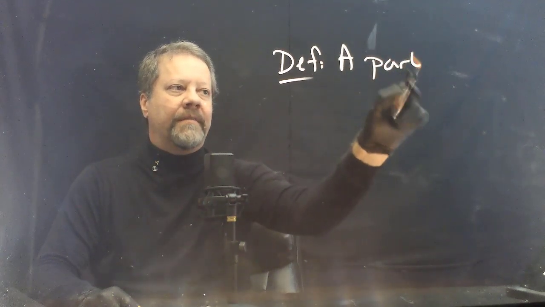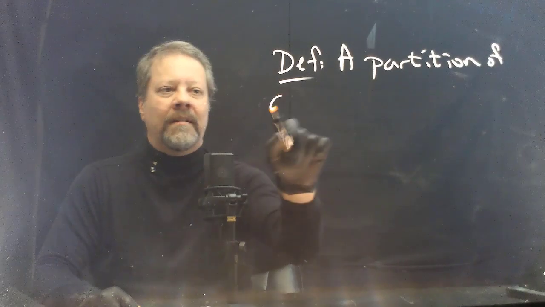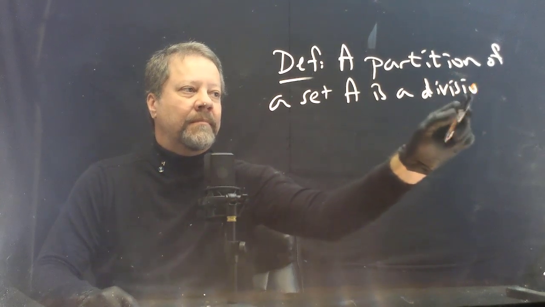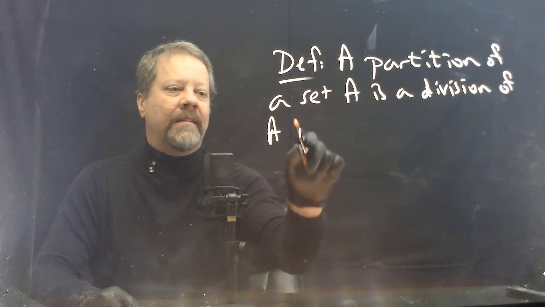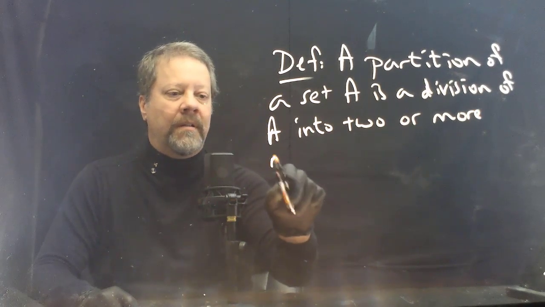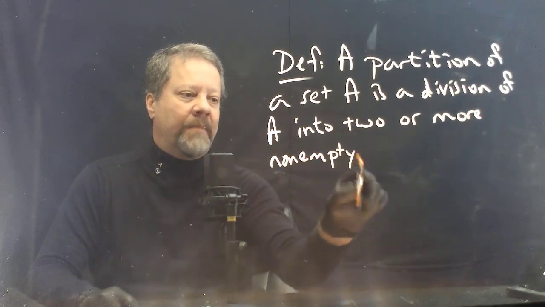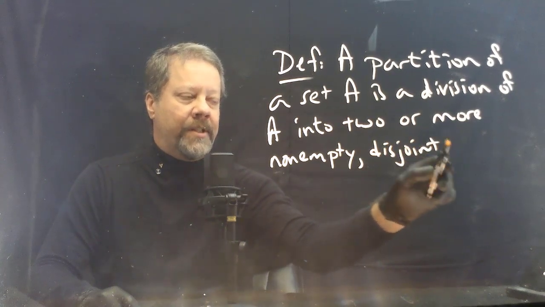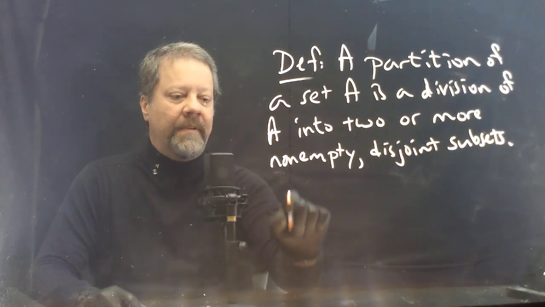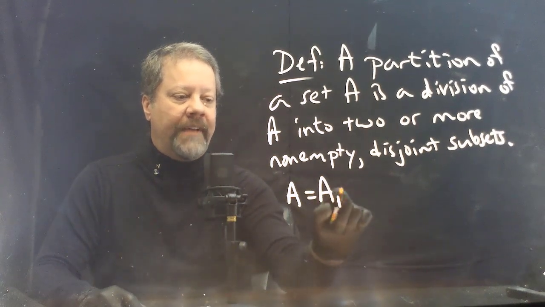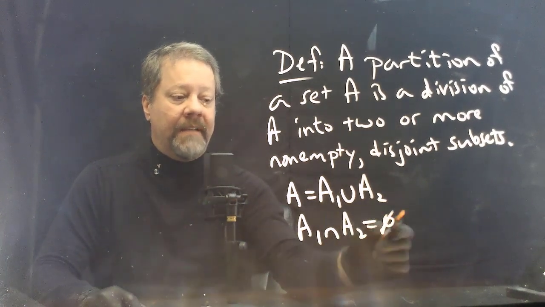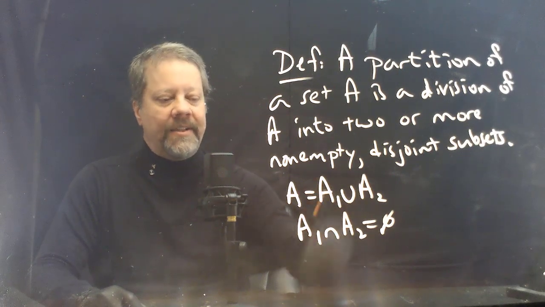A partition of a set A is a division of the set A into 2 or more non-empty disjoint subsets. So, in other words, if you have A is the union of A1 and A2, but A1 intersect A2 is empty, that means they're disjoint, then you can divide A into these 2 pieces.